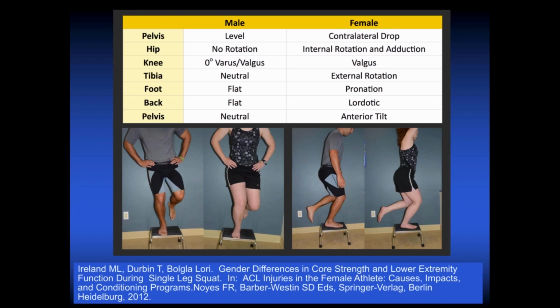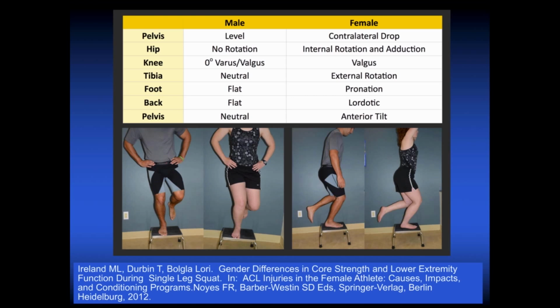mini squat, is noted to have contralateral drop of her pelvis. Hip is internally rotated and adducted, which drives the knee into valgus. And to stay upright, the tibia ends up going into external rotation and the foot pronated.